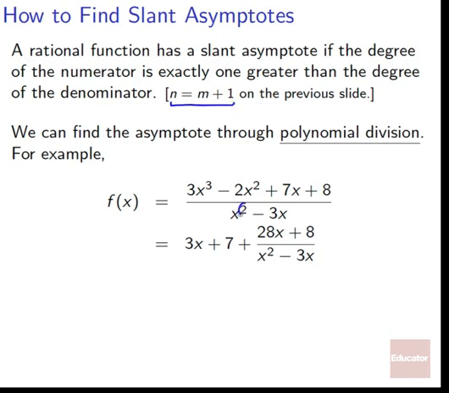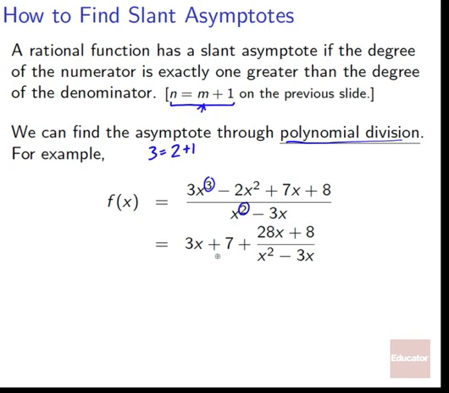we see, oh hey look, there's a 2 on the denominator, there's a 3 on the numerator, and 3 is equal to 2 plus 1, right? The same thing as what's going on up here. So we are exactly 1 greater in the degree of the numerator than we are in the denominator. So we're going to have a slant asymptote. So at that point we use polynomial division.